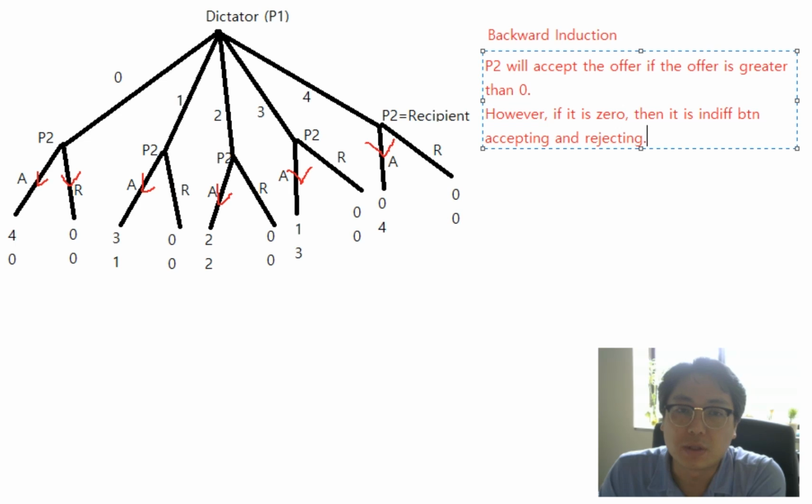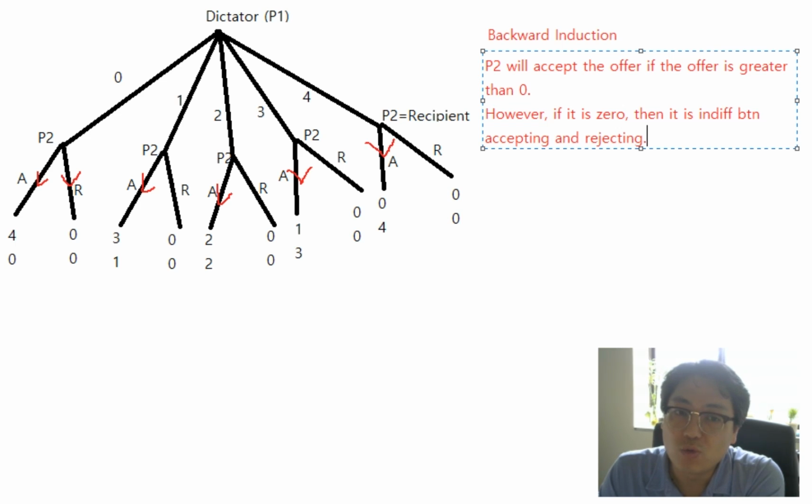Maybe if player 1 gives $2 to the second player, it will get 2. However, if player 1 gives $1, and it will be accepted by player 2, player 1 will get 3. So it's better than 2. Now, player 1 has two possibilities. If player 1 decreases to give $0 to player 2, player 2 may take it or reject it.